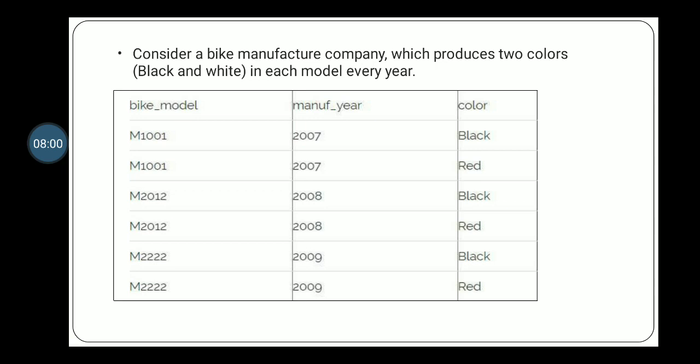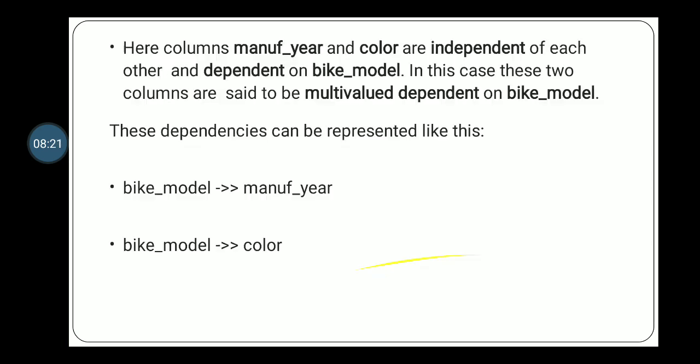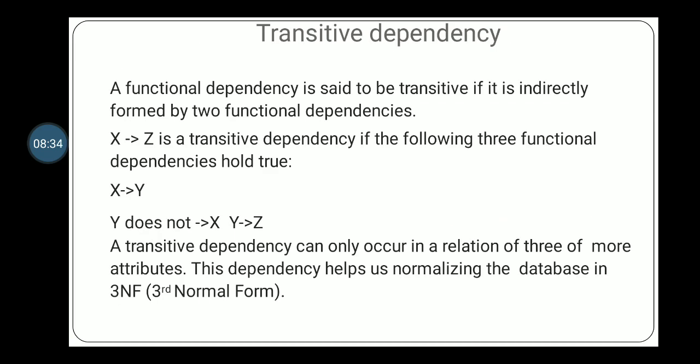Consider R15. The manufacturing year of R15 can be identified, and similarly the color of it can be identified. This is what is the dependency here. So manufacturing year and color are independent to each other, but these two attributes can be derived with the help of bike model. So this is what is a multi-valued dependency. From the bike model we can find the manufacturing year, and from the bike model we can find the colors. The next topic is transitive functional dependency.